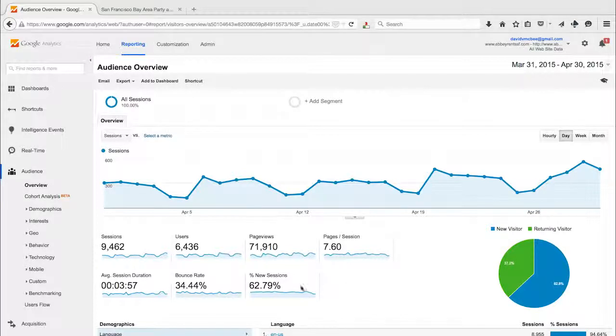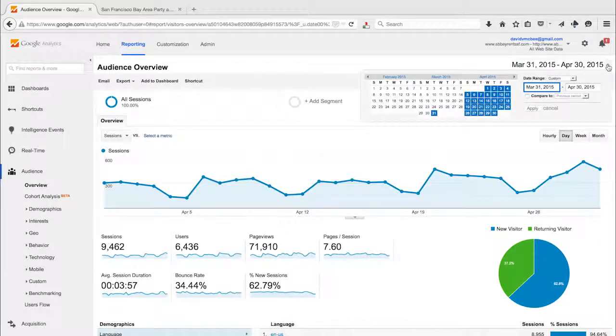Okay, this last one is percentage of new sessions. But by their own definition, Google states that this is just an estimate of first-time visitors. Now, if you want to look at this data for a specific time period, you can pick your date range here. There's even a feature to compare date range to another, which we'll do shortly.